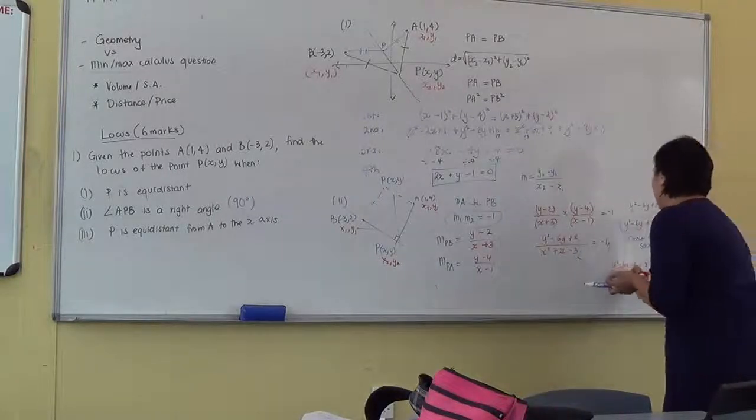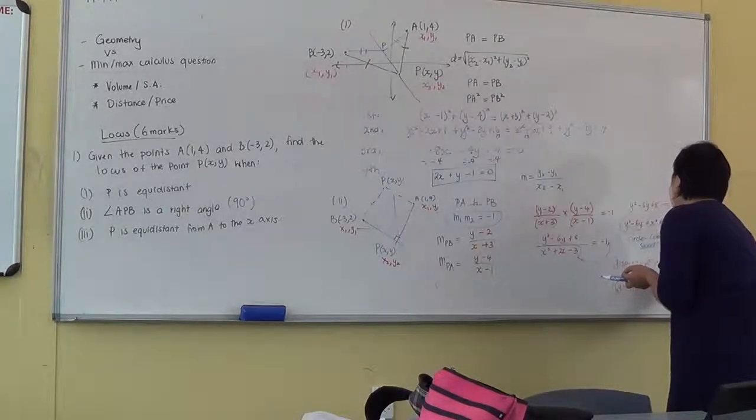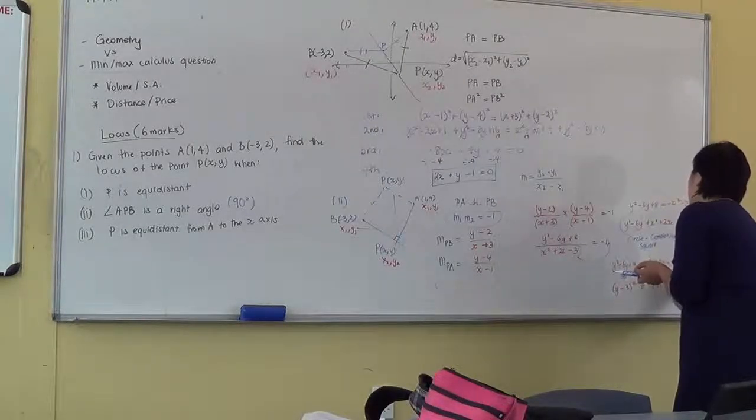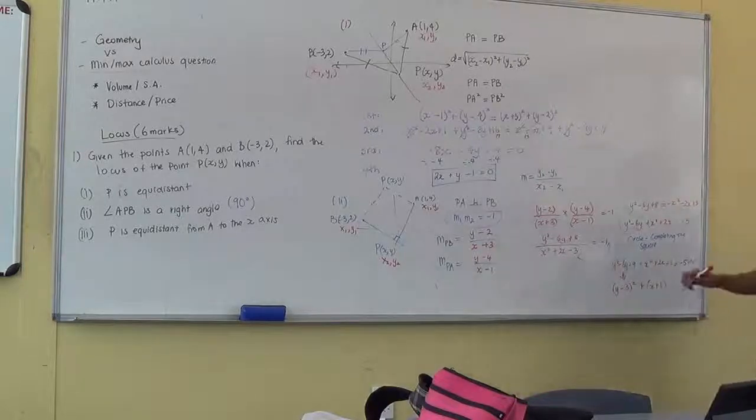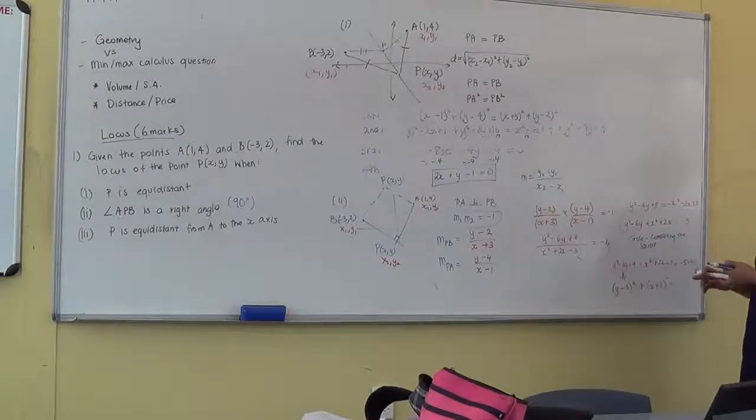So I'm going to factorise this, that's going to be y minus 3 all squared plus x plus 1 all squared, and this is going to be 5 plus 9 plus 1, which gives you 5. So it's a circle now. And what's the centre of the circle?